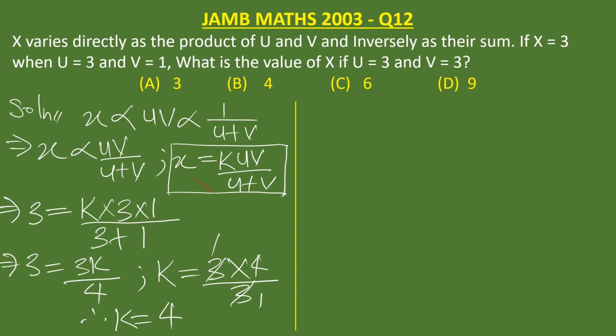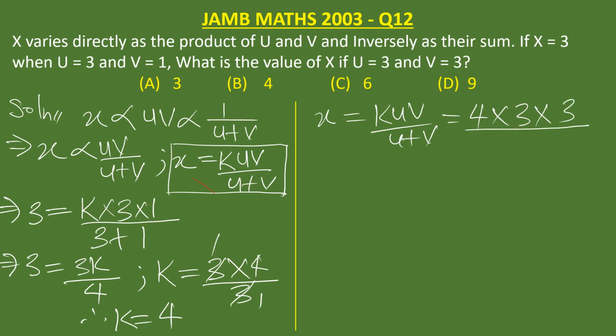Now we know the value of k. All we need to do is insert the value of k into the equation. The question says what is the value of x if u is equal to 3 and v is equal to 3? But we know that x is equal to kuv over u plus v. So inserting the values, we know k to be 4, and u is 3, and v is 3, over u is 3, and v is 3.